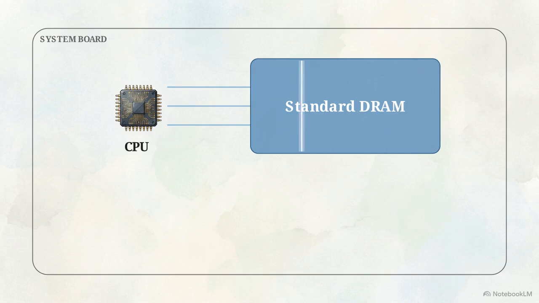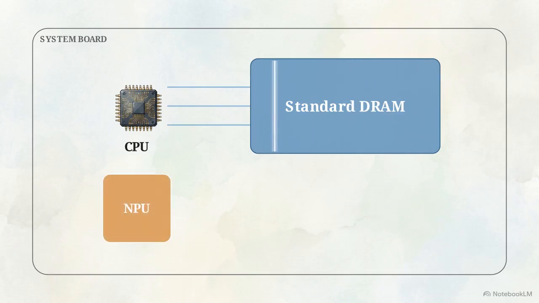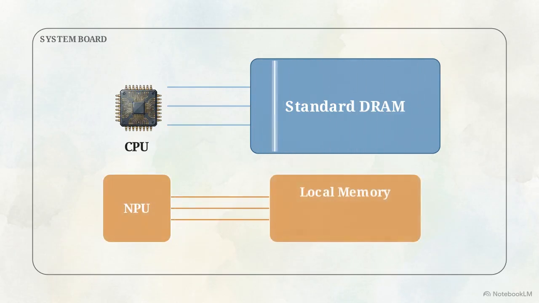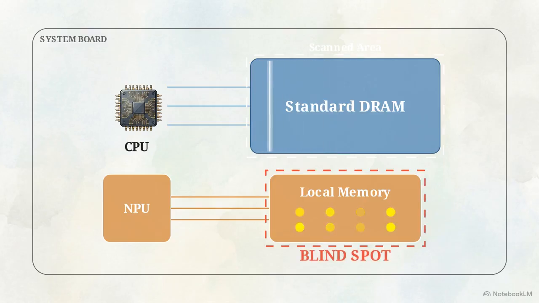Tools like WinPMEM interact with the CPU and the standard DRAM pool to image volatile state. The NPU, however, often operates with its own isolated volatile local memory pool. When an investigator uses a standard live acquisition tool today, it only sees the data in that blue DRAM pool. If an AI inference session is active, the resulting data, prompts, responses, and model states may exist solely inside the orange NPU memory. Standard tools miss this data entirely.